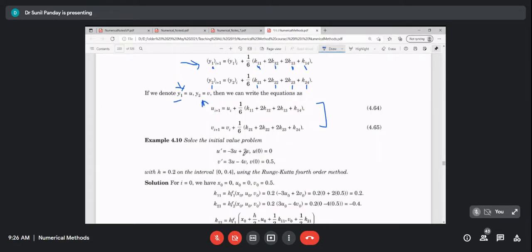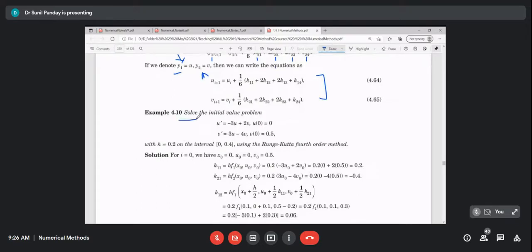So we solve this one problem, solve the initial value problem. Here you can see that we have a system of initial value problems. We have two dependent variables u and v, and one independent variable, it can be x or t, anything. The initial conditions are given to us: u naught equals 0 and v naught equals 0.5, and we have to take h equals 0.2.